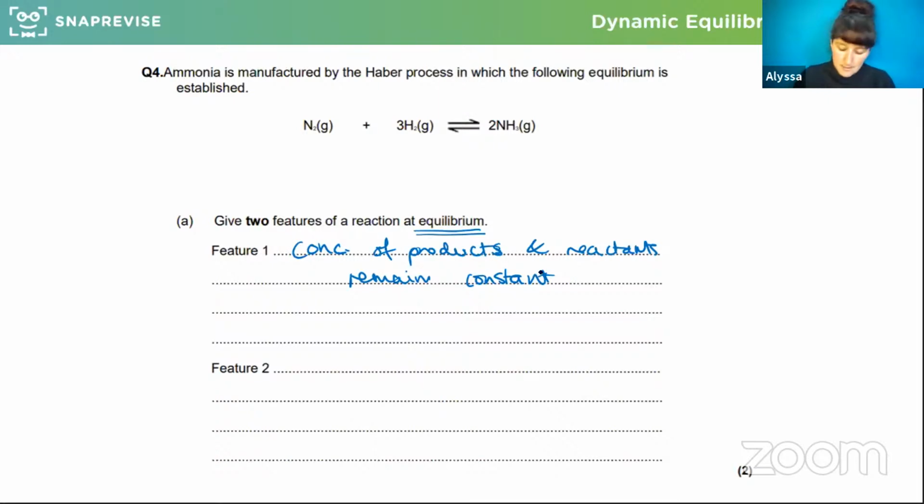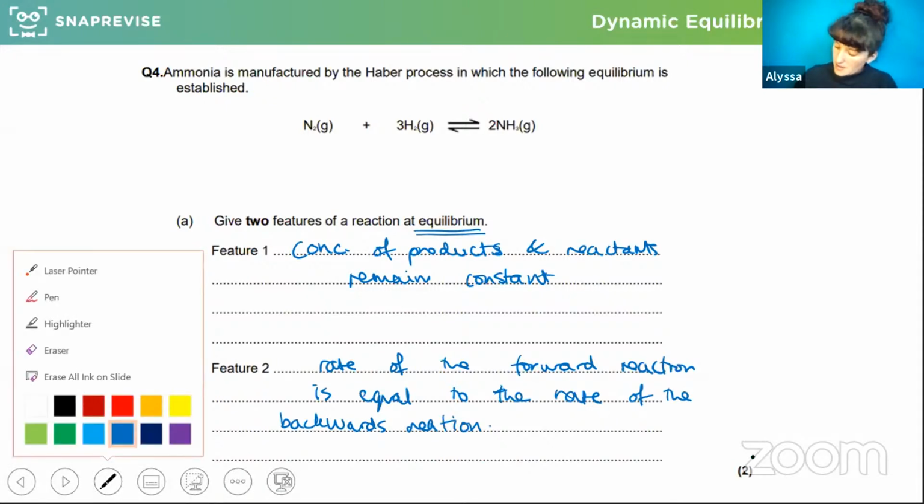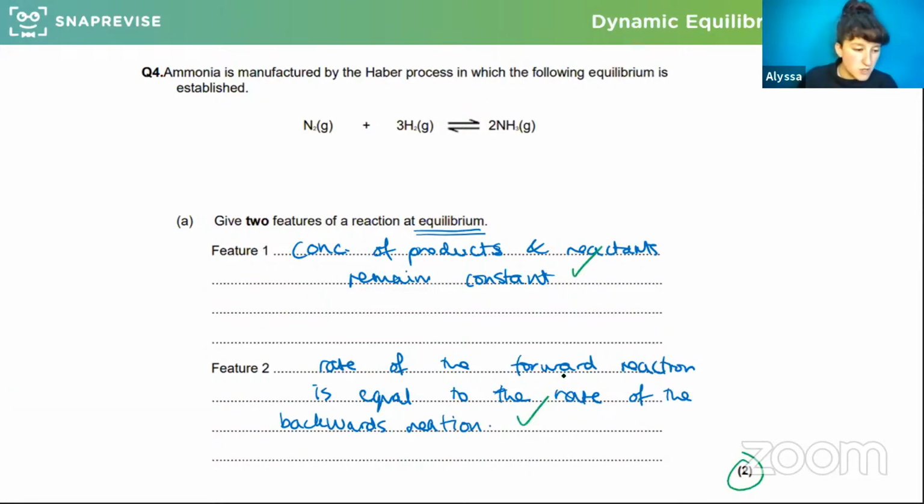And also the rate of the forward reaction is equal to the rate of the backward reaction. Or the rate of the forward and backward reaction are equal, something like that. Is good. 1 mark for each of those points gives us the full 2 marks.